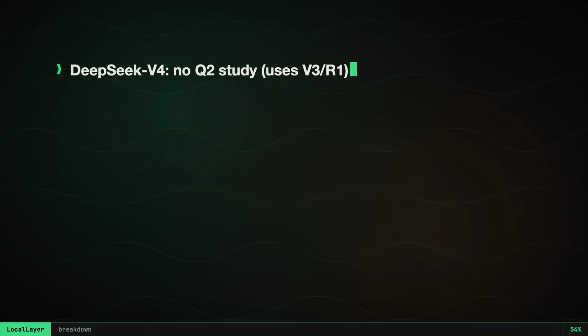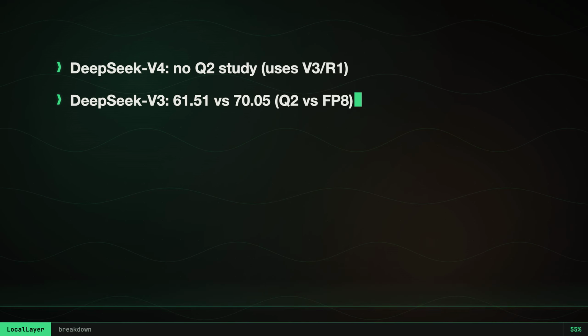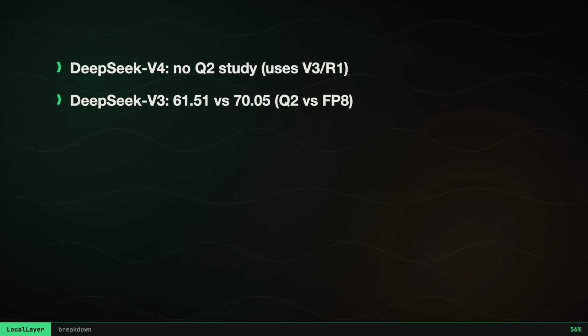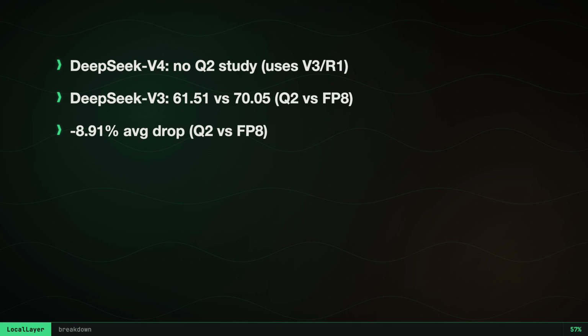No DeepSeek V4 specific quality study exists yet, since the model's only 3 months old. The closest real numbers come from V3 and R1, architecturally the same MoE family DeepSeek V4 descends from. DeepSeek V3 at Q2 K XL scores 61.51 weighted average against 70.5 at FP8, an 8.91% drop, and knowledge-heavy benchmarks take the hardest hit. C-Eval falls from 89.60 down to 73.60.